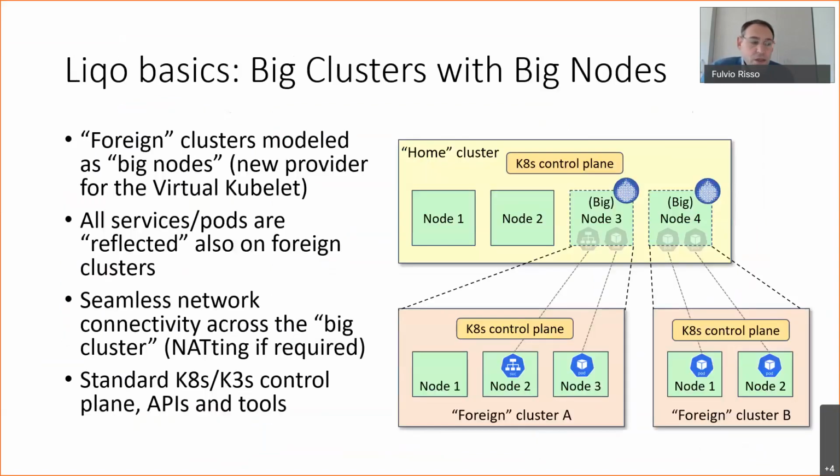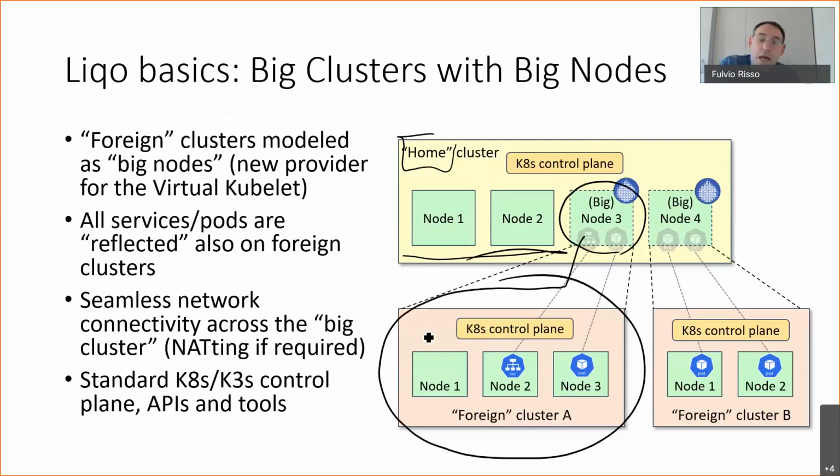How does it work? So the basic idea is that we have a cluster we call home cluster. The cluster is composed by different nodes. Those are physical servers. But in addition to the physical servers, in our architecture, we create what we call big nodes. Big nodes are virtual nodes, not physical servers, but they are abstracting a remote data center, a remote cluster. So I can have a huge amount of remote clusters.